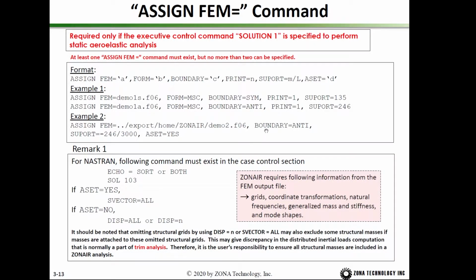If you specify solution 1, then you have to specify the ASSIGN FEM equals executive control command. Because the structural finite element model, if it's a half-span model, can generate symmetric modes and anti-symmetric modes. If you have a full-span model and you only generate asymmetric structural solutions, so you say ASSIGN FEM equals A.